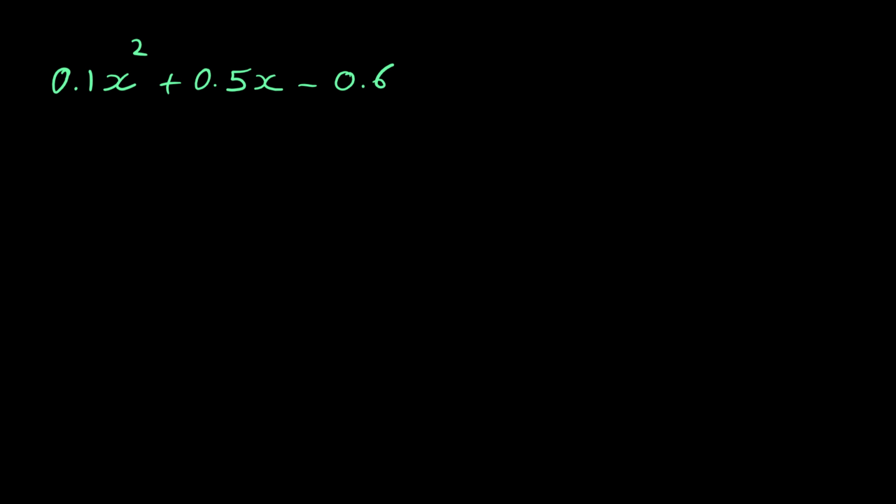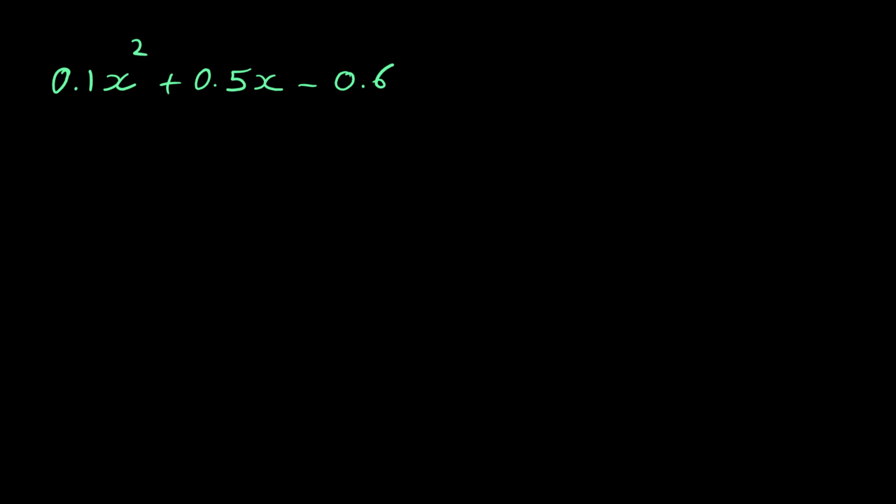0.1 x to the 2 plus 0.5 x minus 0.6. Attention, 0.1 is 1/10, 0.5 is 5/10, 0.6 is 6/10. So basically we want to get rid of these decimal numbers, we want to get rid of these fractions. How can we get rid of 0.1, 0.5, 0.6? By multiplying everything by 10.